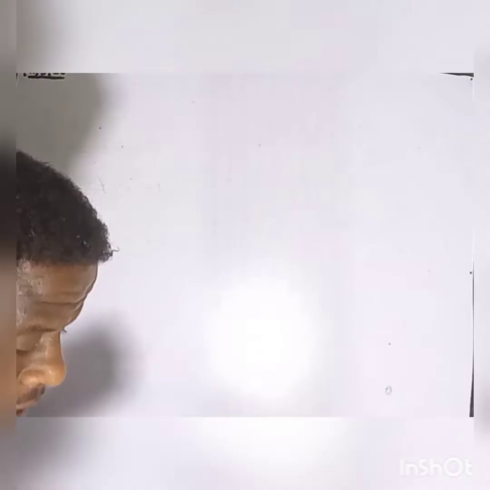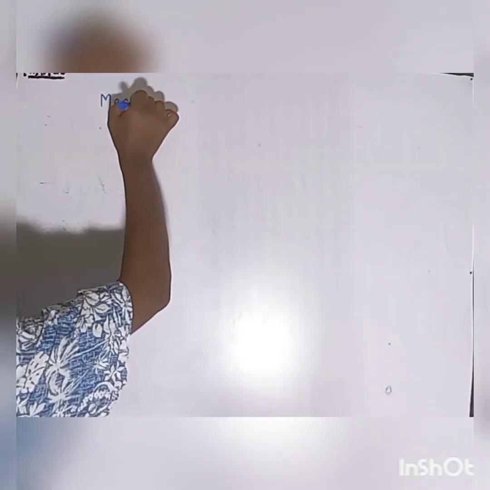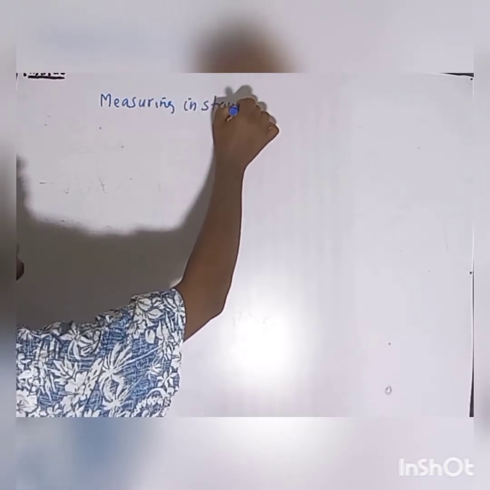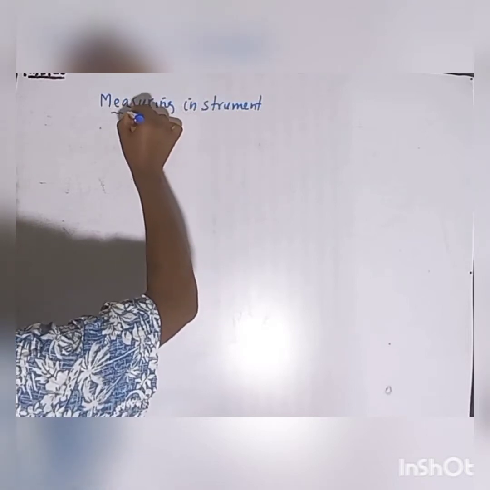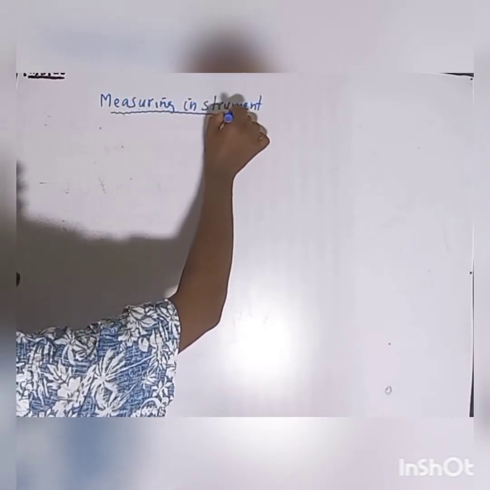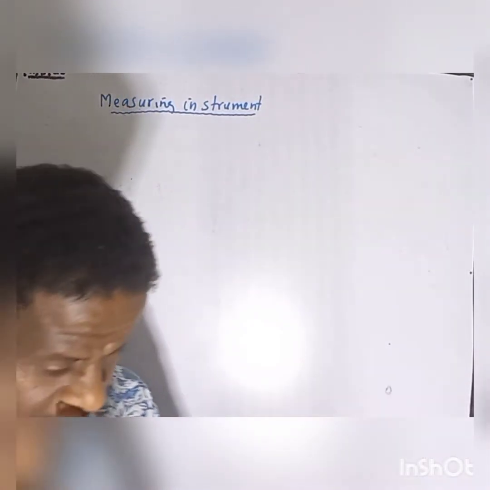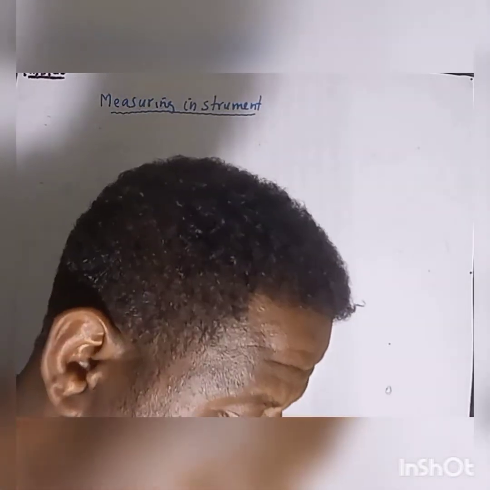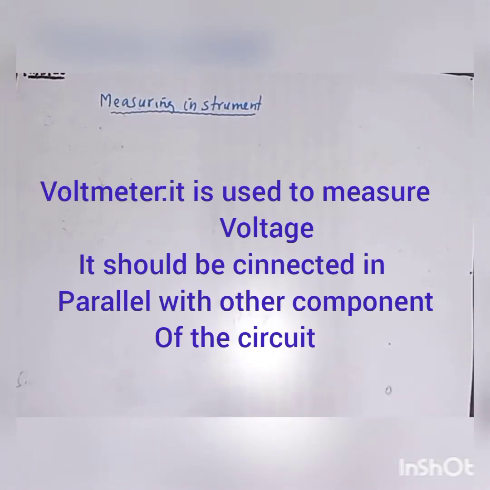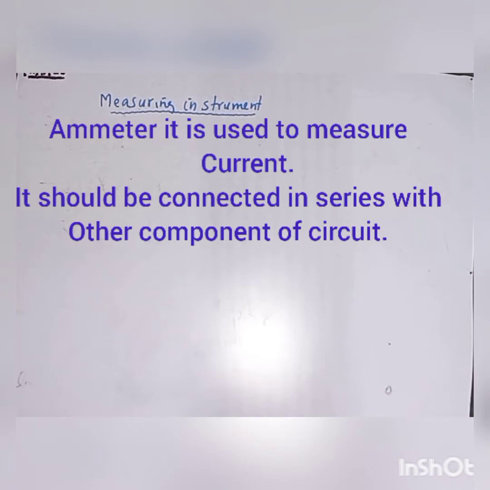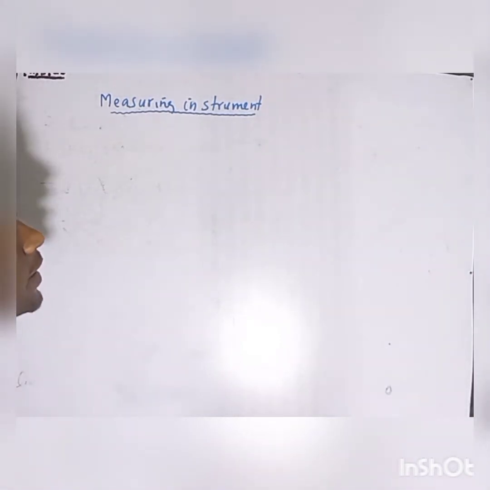Let's continue about measuring instruments. In physics, especially in electricity, we may use different kinds of instruments. Some of these are a galvanometer, ammeter, and voltmeter. And we'll see in detail about these three instruments in electricity.